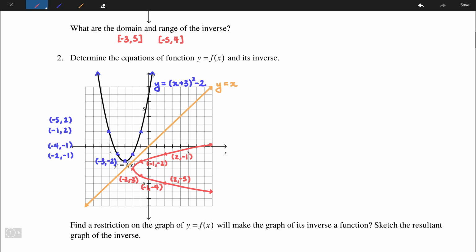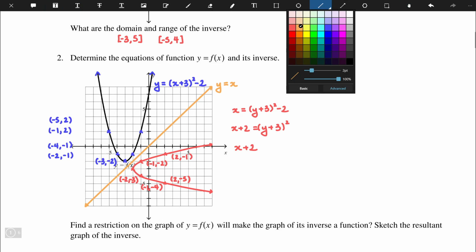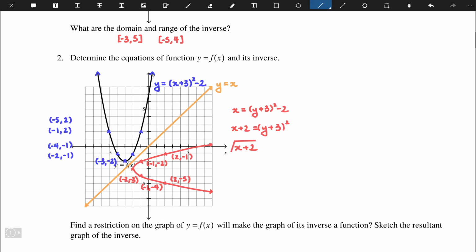Now we're also asked to find the equation of the inverse. So we are going to switch the x and y of the original function and then solve for y. So we have x equals (y plus 3) all squared minus 2. So we can add 2 to both sides. And then we can take the square root of both sides. Notice here we have both the positive and negative square root of x plus 2. And then finally we subtract 3 from both sides. So y is going to be equal to -3 plus or minus the square root of x plus 2.